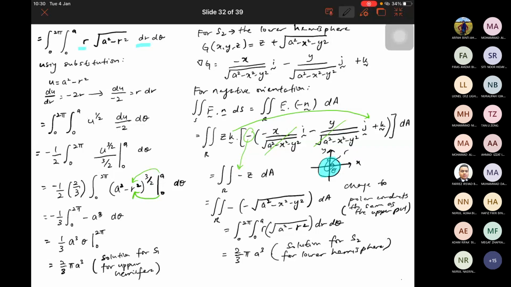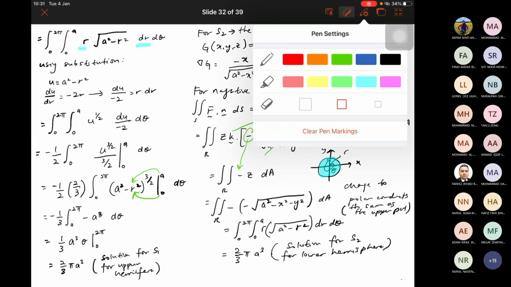Okay, so kita dah dapat solution for S1 dan also solution for the lower part and also the upper part. So kita akan tambahkan sahaja untuk dapatkan the flux integral of the sphere. Okay. So nanti kita akan tengok in the next class, gunakan Stokes theorem, awak tak payah kira panjang-panjang macam ni. Dia jadi simple sahaja. Okay. So we will take a look into that one in Stokes theorems.